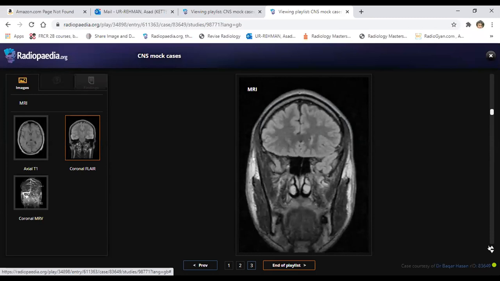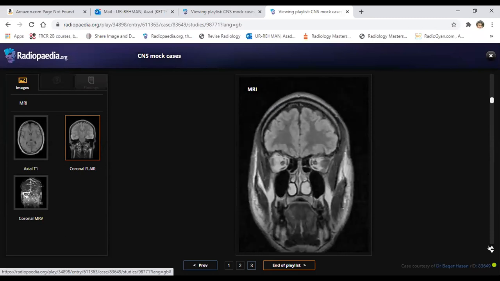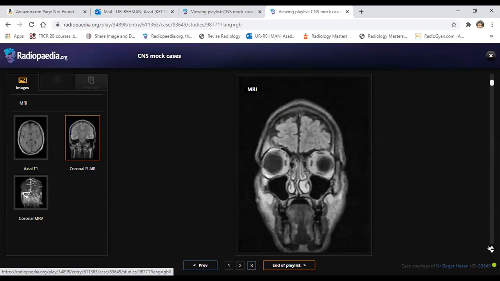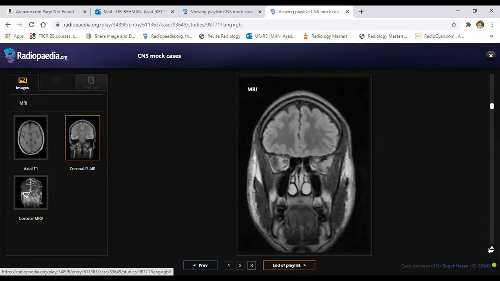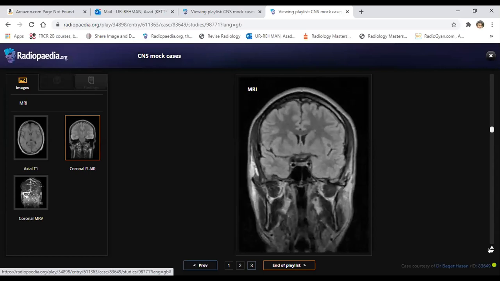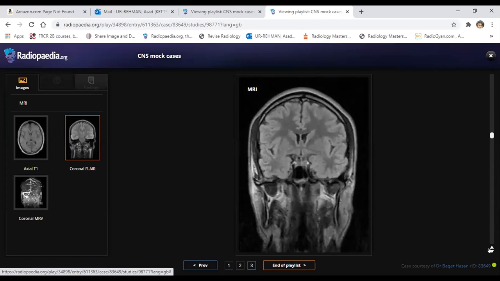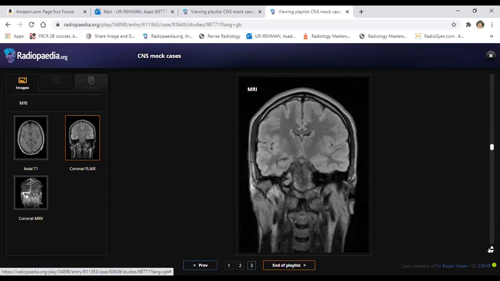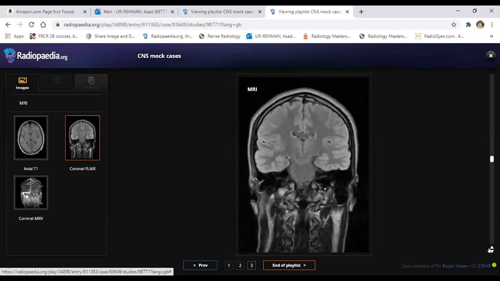So in the coronal FLAIR images, I'm looking for any abnormal T2 hyperintensity or any focal increased signal in the frontal lobe and the temporal lobes. And I'm also looking at the region of the vein.